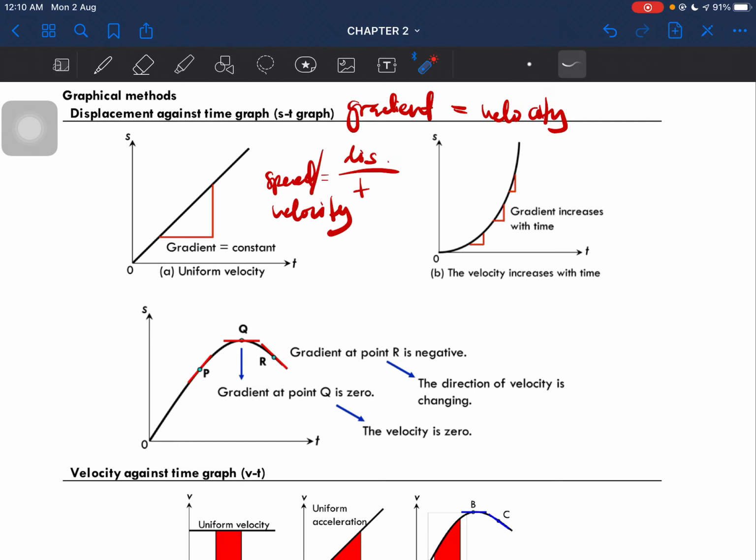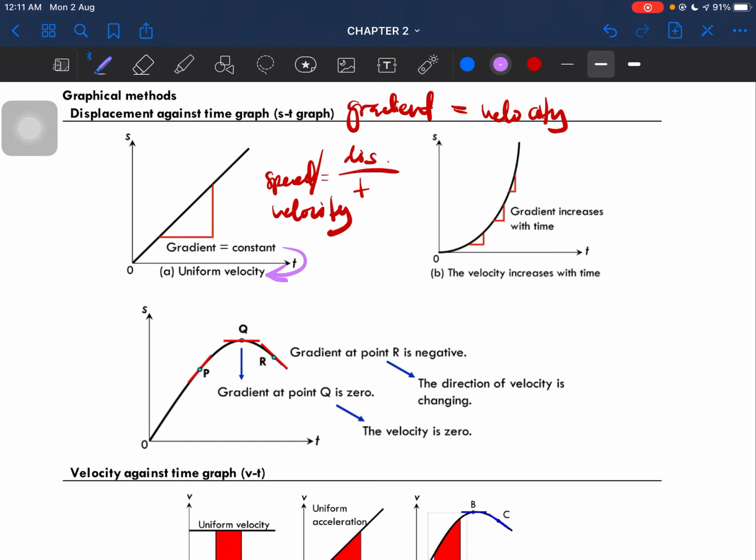Okay, so what does that mean? The gradient of this graph means it is constant. So what is constant? It means that the velocity at this point is uniform. Okay, so the velocity increases uniformly, like that. Right, so this one is gradient. Gradient, the velocity is increasing uniformly. No, the gradient, I mean the velocity is uniform.